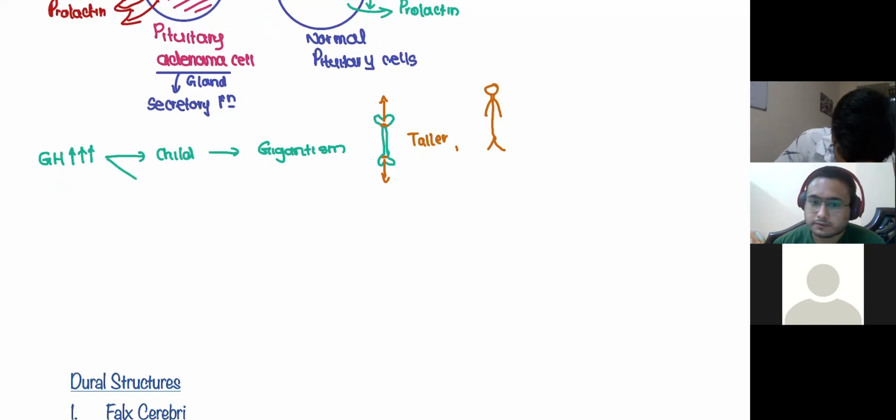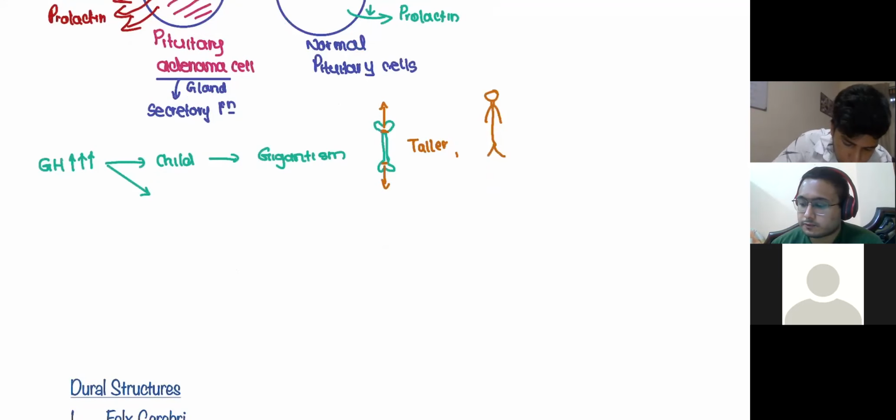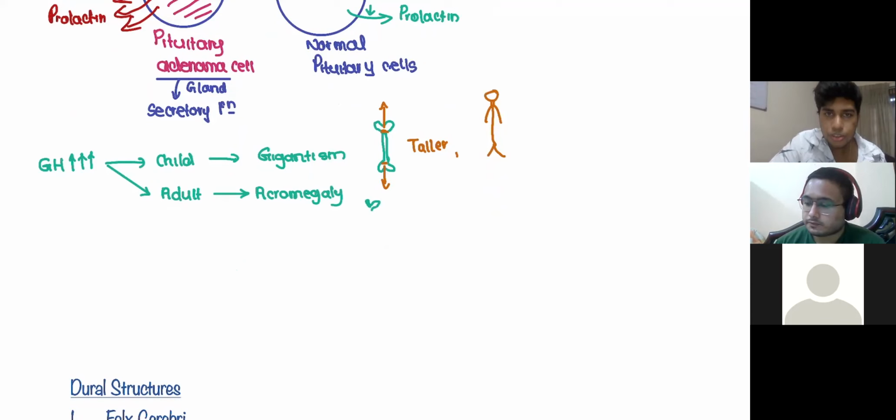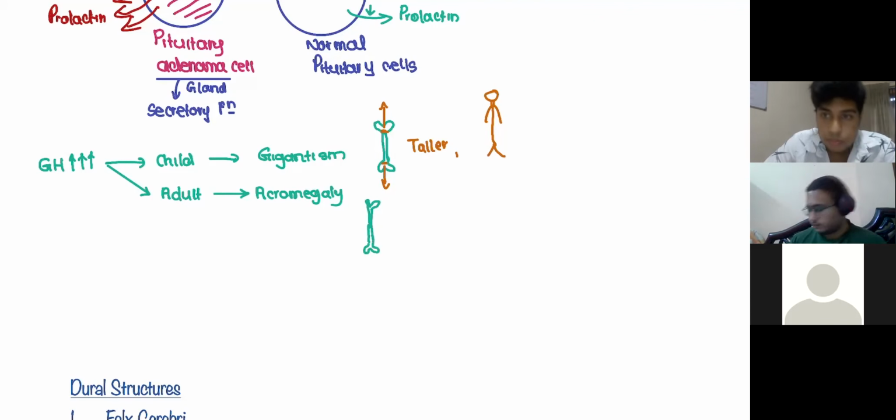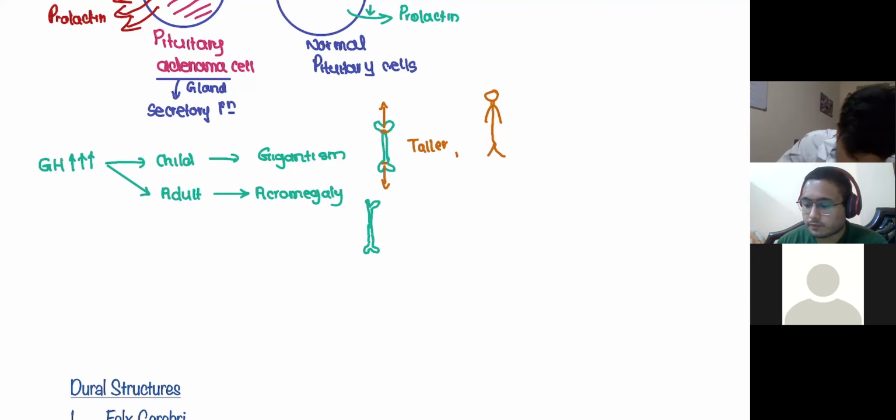Now, if a pituitary adenoma happens in an adult, the condition is called acromegaly. Tell me, can the bone grow taller, can it elongate, as an adult? No, because those epiphyseal plates fuse, and at around the age of 20 you stop growing.